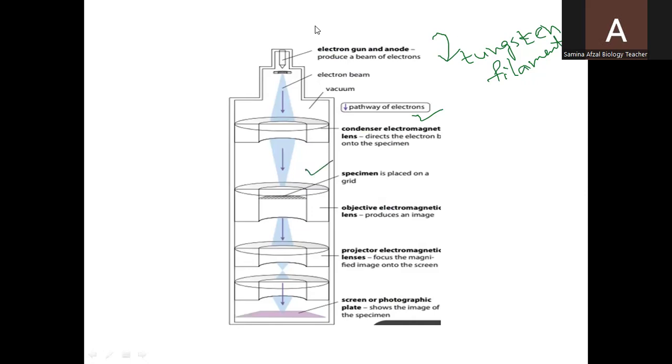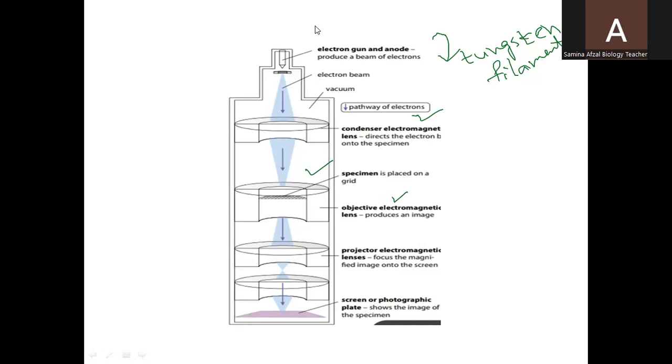Then there is an objective electromagnetic lens. The objective electromagnetic lens will produce an image which will be projected by the projector electromagnetic lens. In this way, it will focus the magnified image onto the screen. There is a screen or photographic plate which will show the image of this specimen. So it means there are different types of electromagnetic lenses which are used to produce the image of the specimen.